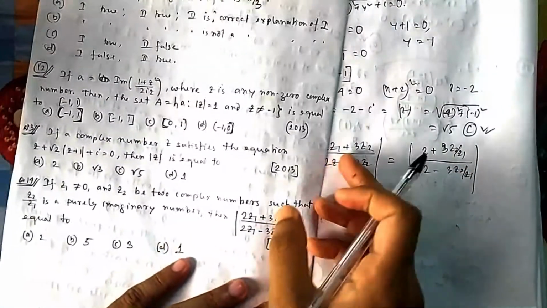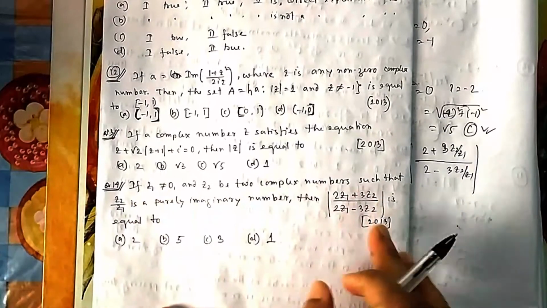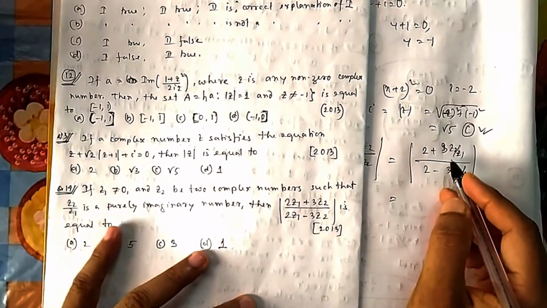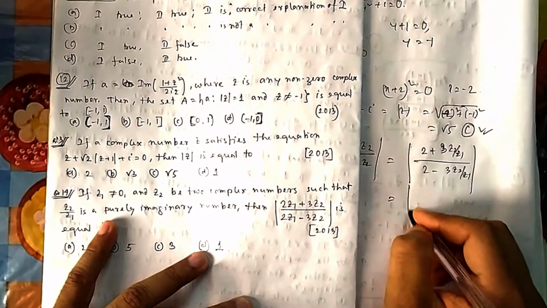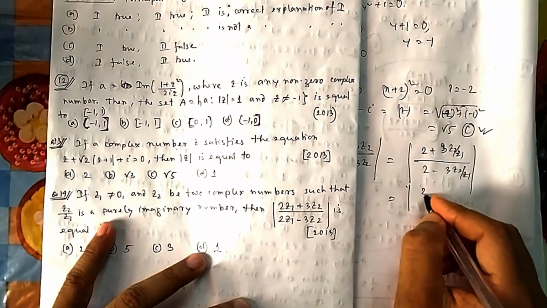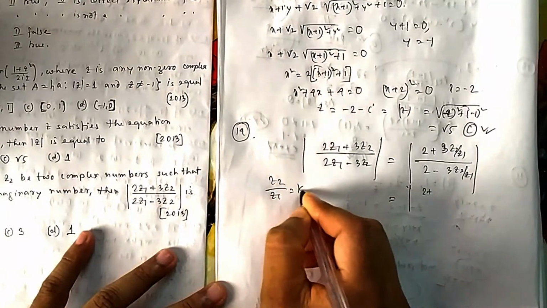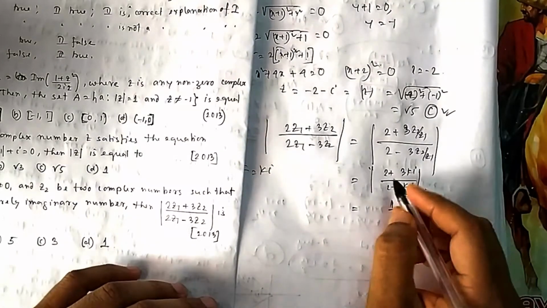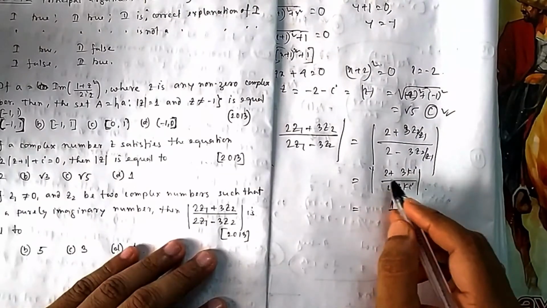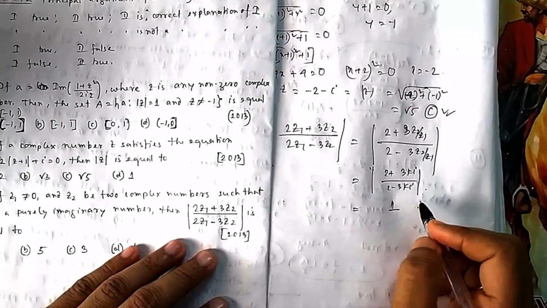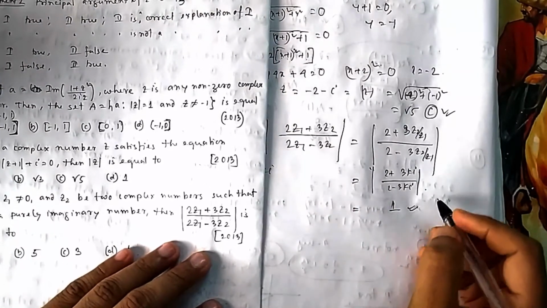Because why you can divide? Because z1 is not equal to 0 they have given, so you can divide. So if you divide and z2 by z1 they have given, it is purely imaginary. So suppose z2 by z1, let me take it ki. So it will be 2 plus 3ki divided by 2 minus 3ki. So what will be its magnitude? It will be 1, because it is the same thing, you can see. It will be under root 2 square plus 3k square. It will also be under root 2 square plus 3k square. So if you divide it, it will be 1. That is your option D.